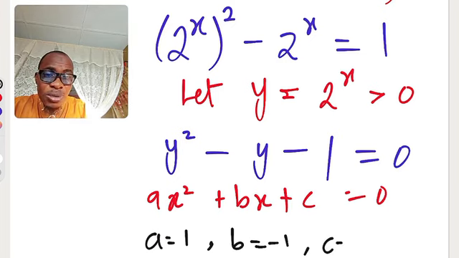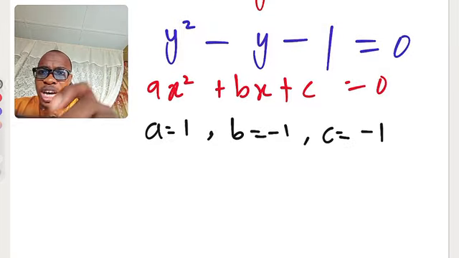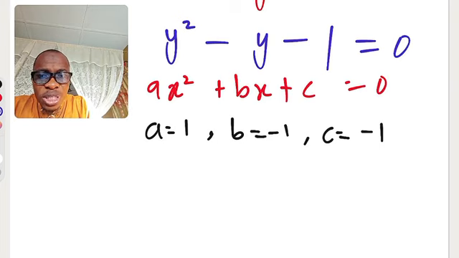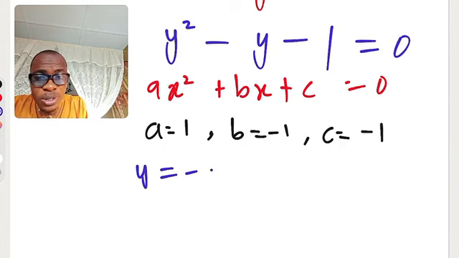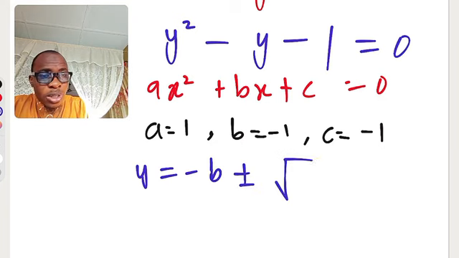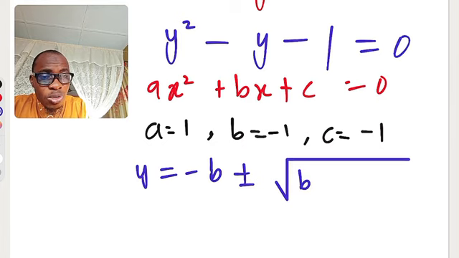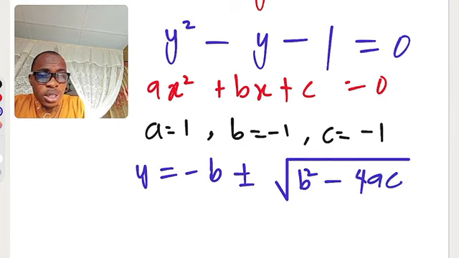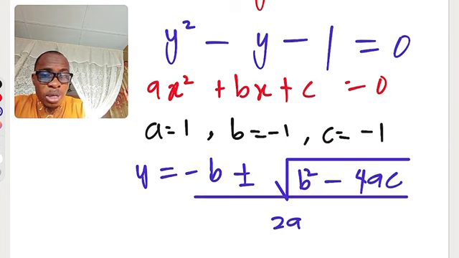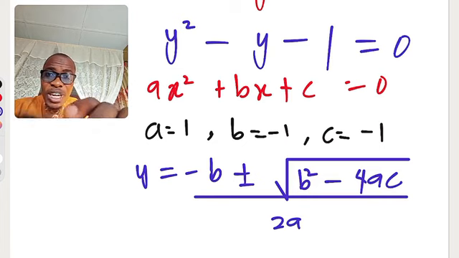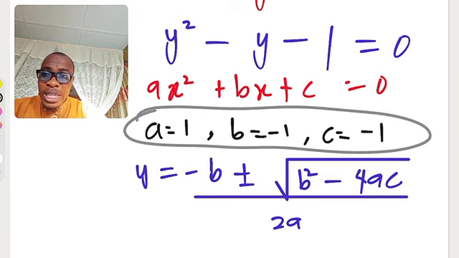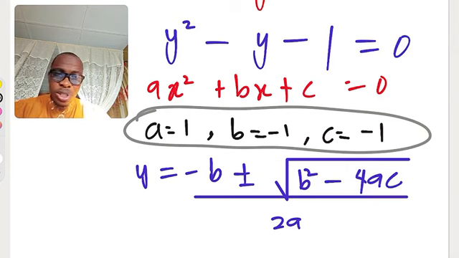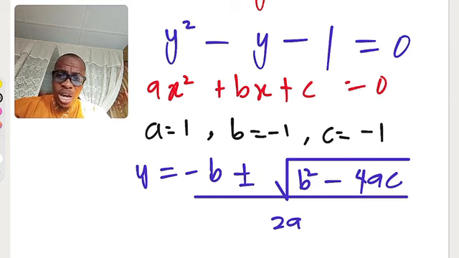So now from there we move on. Recall that using the quadratic method, y equals minus b plus or minus the square root of b squared minus 4ac, then all divided by 2a. Remember? So now let's plug in all these values into the main equation. Are you getting it?